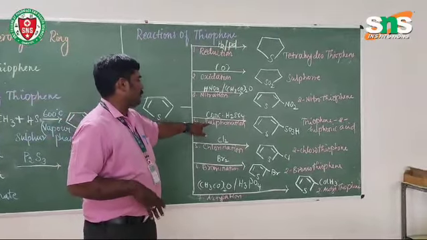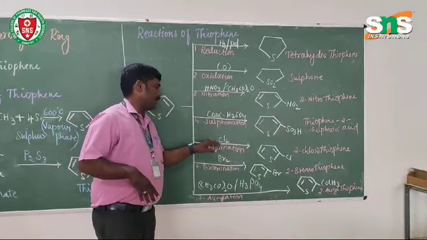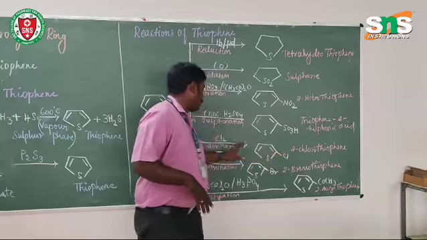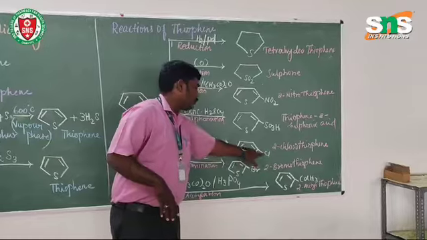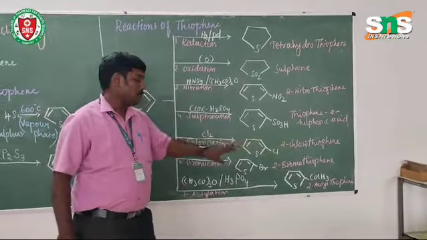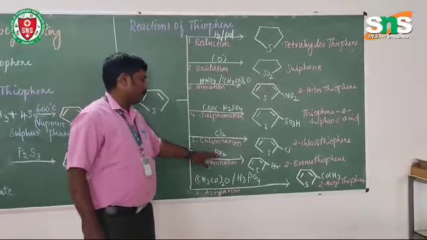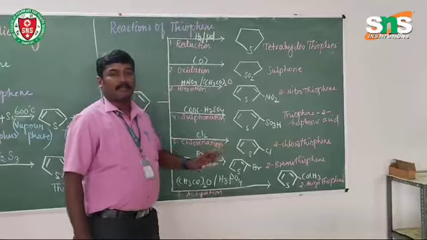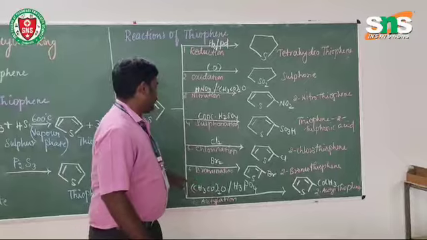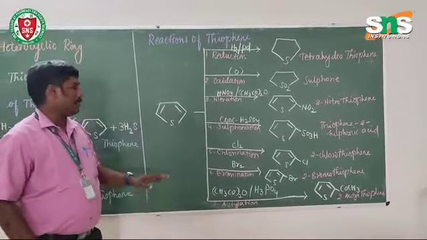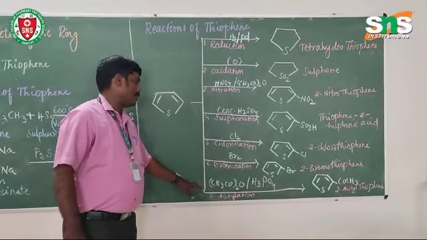The next reaction will be chlorination. Thiophene on chlorination will give 2-chloro. So thiophene will react with Cl2 to give 2-chlorothiophene with the elimination of hydrogen chloride. Similarly, if we treat thiophene with bromine, HBr will be eliminated to give 2-bromothiophene.